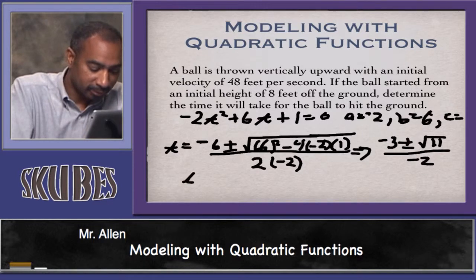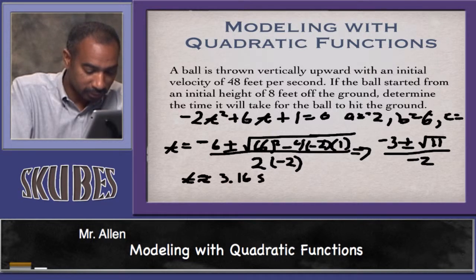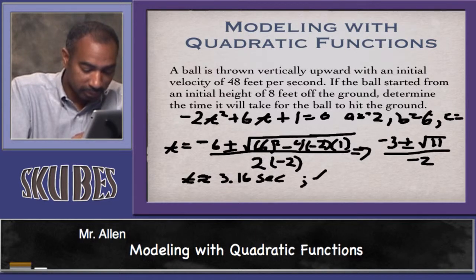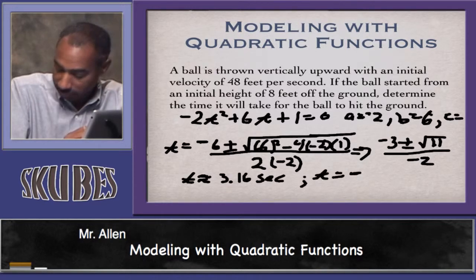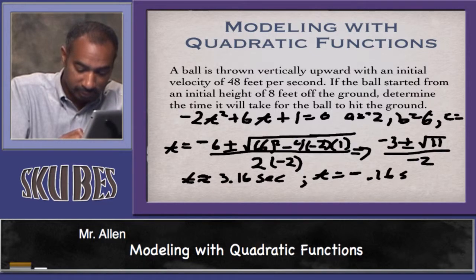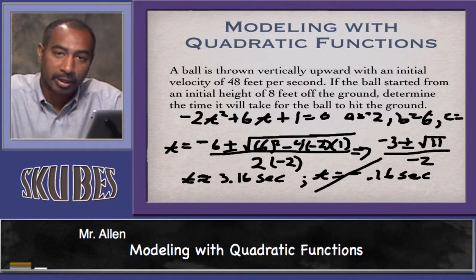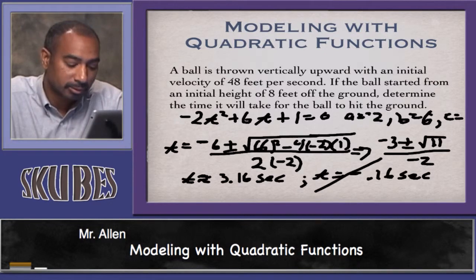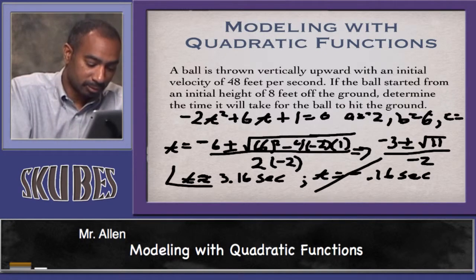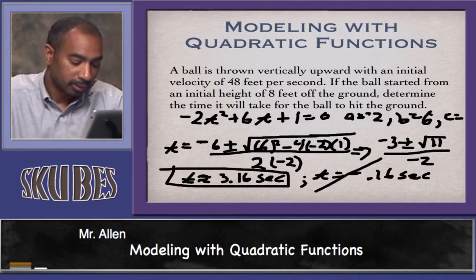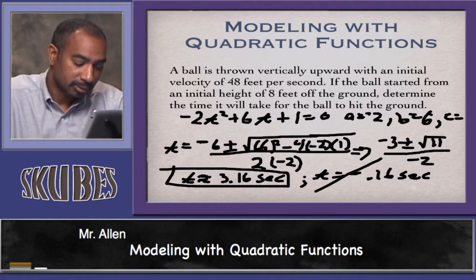If you simplify that, you get 2 answers, and t should be roughly 3.16 seconds. You'll also get that t is negative 1.16 seconds. We reject this solution because you can't have negative time. That doesn't make sense as far as projectile motion. You can only have positive time, so we take the positive answer. So the ball is going to hit the ground in roughly 3.16 seconds.